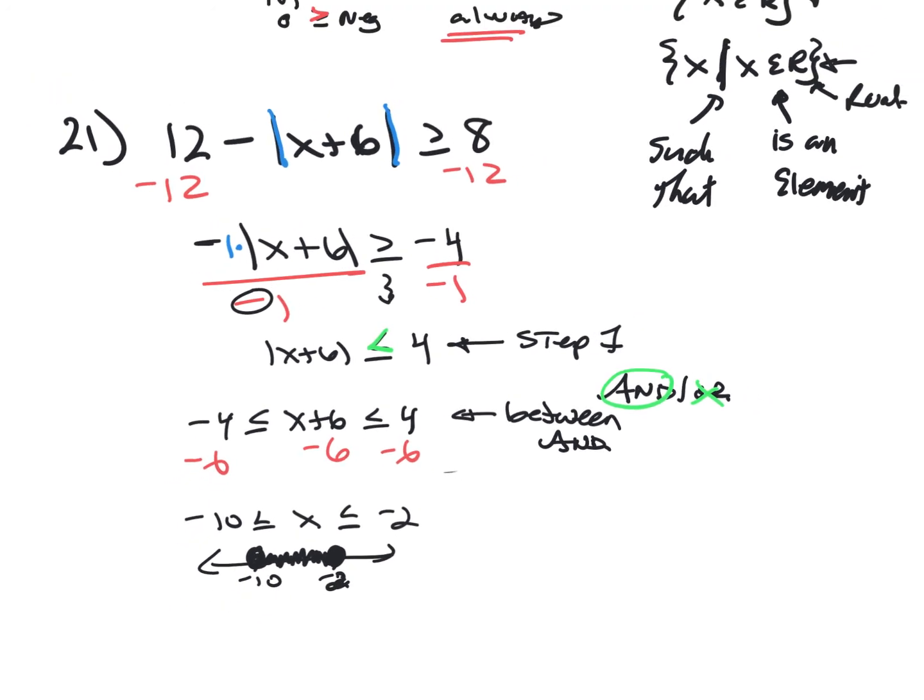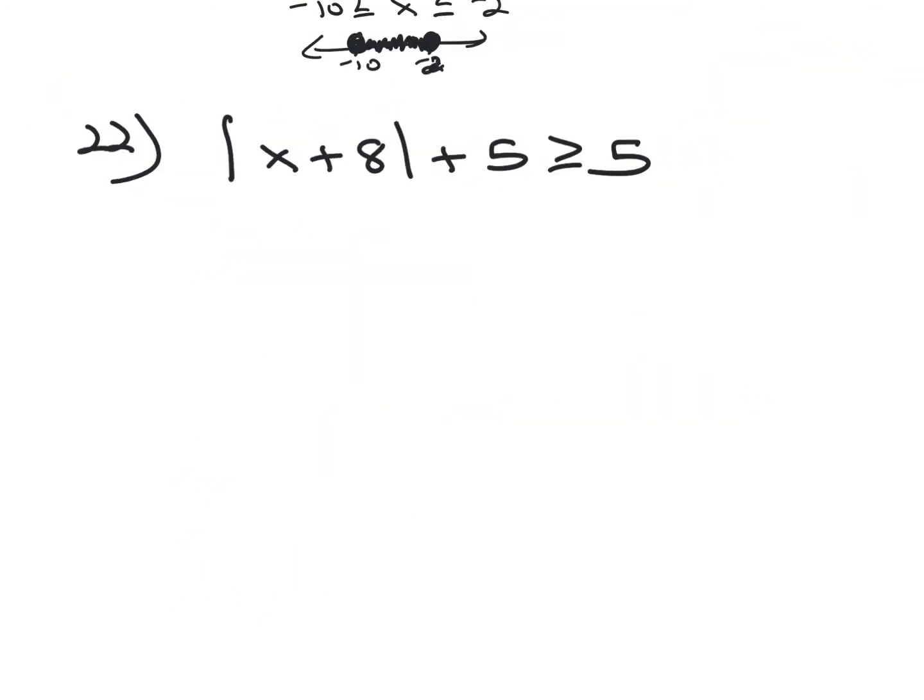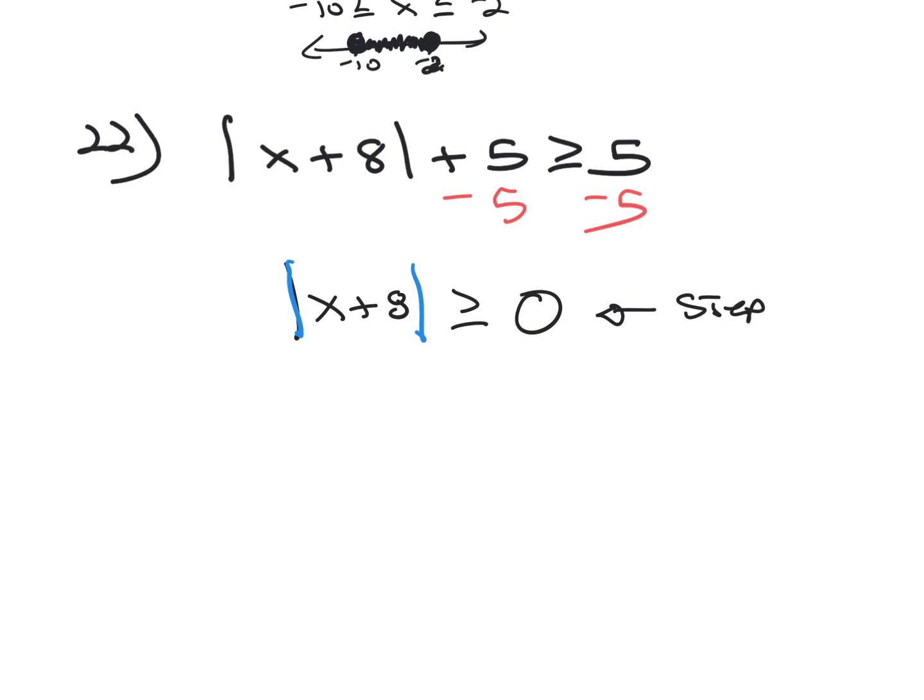Okay, number 22. 22, isolate the absolute value. So we have to subtract 5 from both sides. And that leaves us absolute value. Some of you are leaving out your absolute value bars. Greater than or equal to 0. And that's your step 1, is to isolate. So we subtracted 5 to both sides to isolate the absolute value.